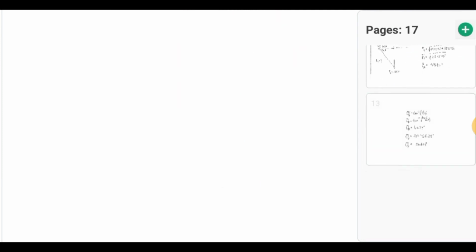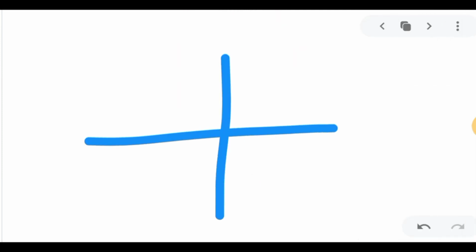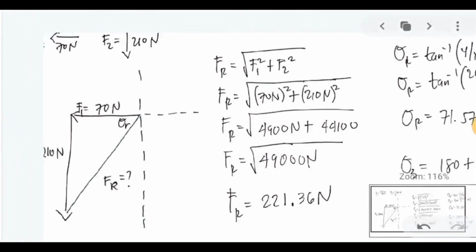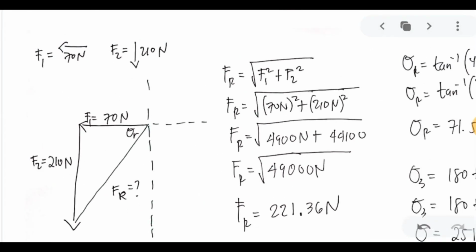So if you will plot that on a Cartesian plane, 244.29 degrees, it lies somewhere here. Okay? And then another example for quadrant 3, I have here: find the resultant force and direction of F1 of 70 Newton going to the west and F2 of 210 Newton going to the south. If you will plot that on a Cartesian plane, this is your F1, this is your F2. And as you can see, that is in the third quadrant.